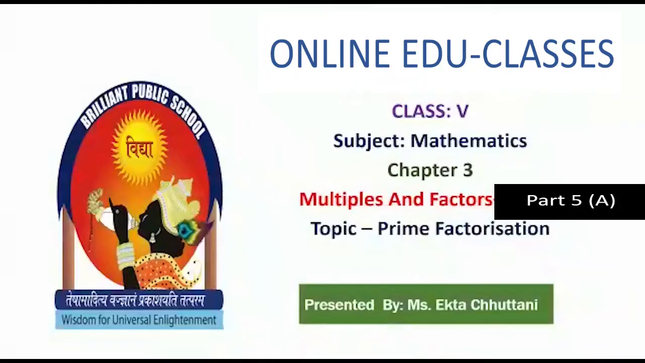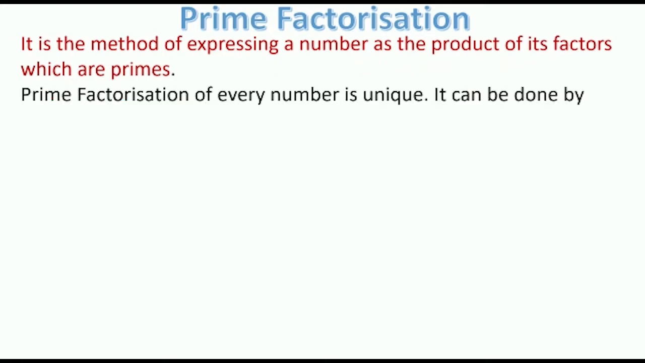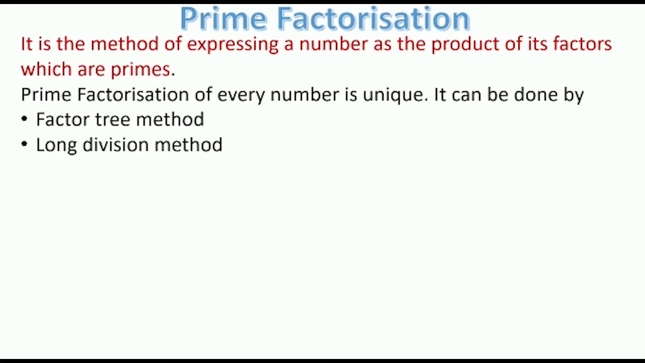Today in chapter number 3, multiples and factors, we are going to learn prime factorization. So what is prime factorization, children? It is a method of expressing a number as the product of its factors which are primes. We can find the prime factorization of a number by two methods. The first one is the factor tree method and the second one is the long division method. Okay, we will see both these methods.